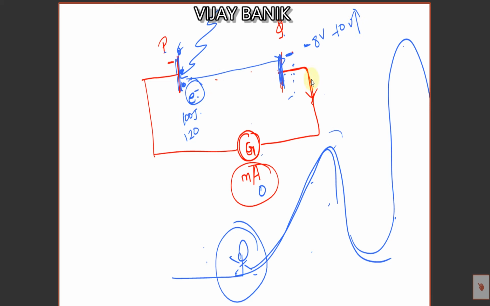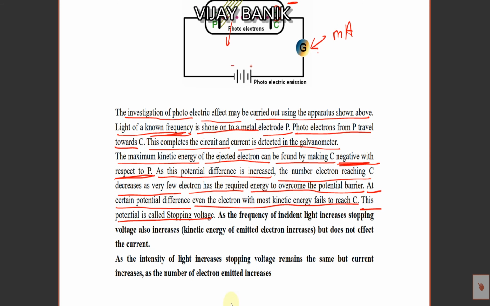So remember, if frequency increases, stopping voltage also increases. If intensity increases, stopping voltage remains the same, but if you increase the intensity, more electrons are released, right? So therefore current increases. Because more intensity means more electrons get emitted. So it's written over here, as the frequency of the incident light increases, stopping voltage also increases. Why? Kinetic energy of the emitted electron increases, but does not affect the current.